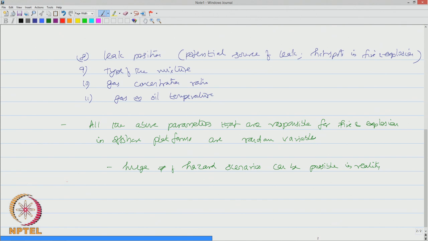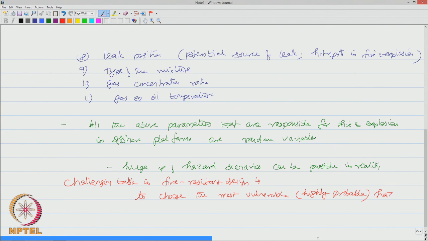Hence, the most challenging task in fire resistant design is to choose the most vulnerable, or let us say highly probable, hazard scenario for fire risk analysis. So, that is the most challenging task.